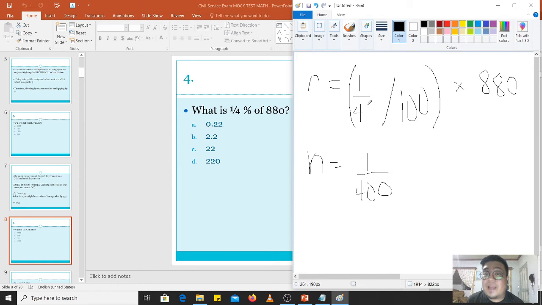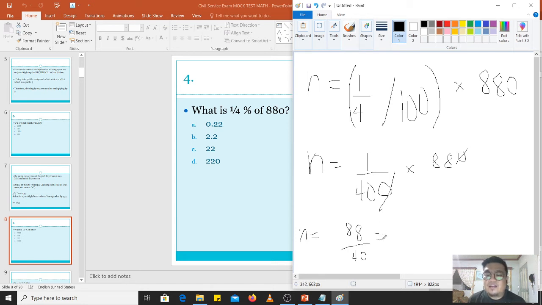Kasi, multiply natin yung 4 dun sa 100 sa baba. Kasi nasa baba yan, eh, no? And then, multiply by 880. Okay? Shortcut. Para makuha natin yung n, may 0 dito sa taas, may 0 sa baba. I-cancel lang natin yan. So, ang natira, n is equal to 88 over 40. Okay? Ayan. So, pwede na natin itong i-solve, no?